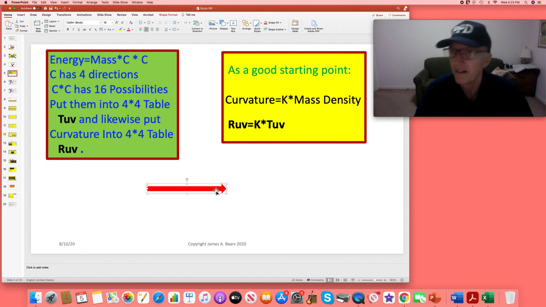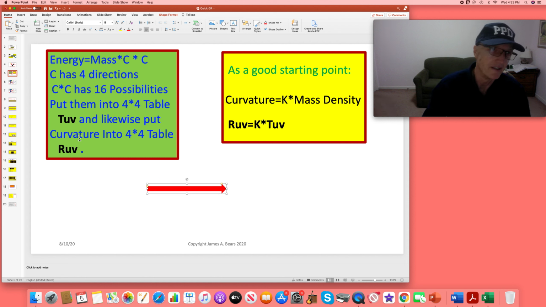And let's use that as the initial thrust into a model of gravitation and mass and curvature. And so let's move on.